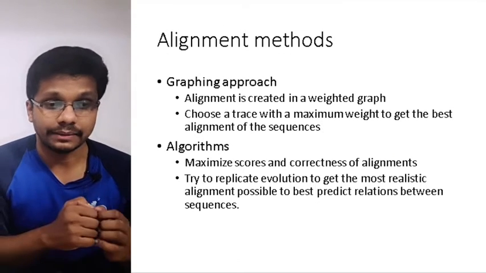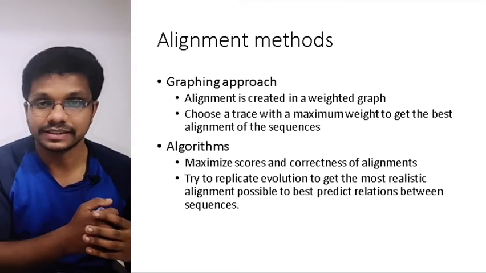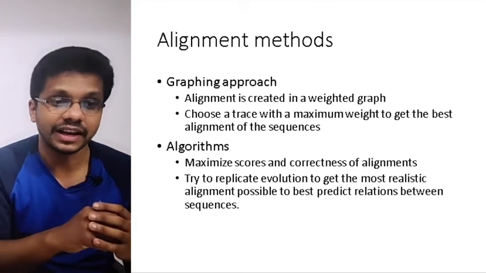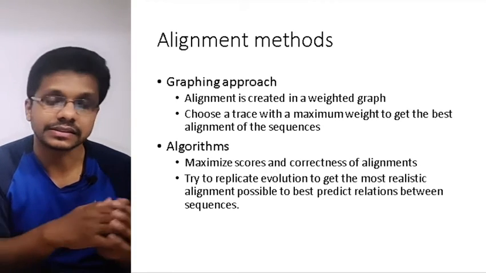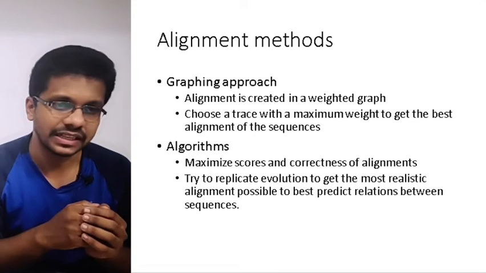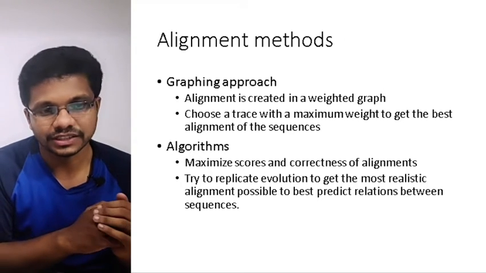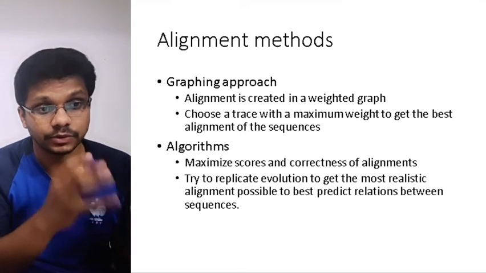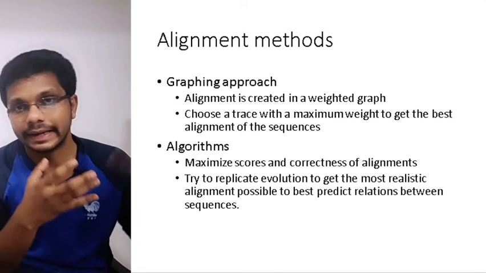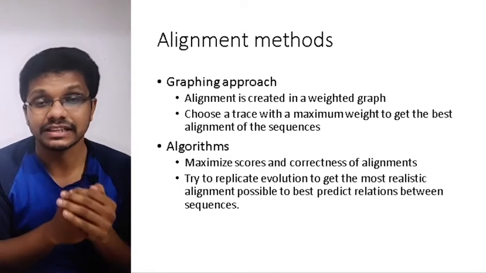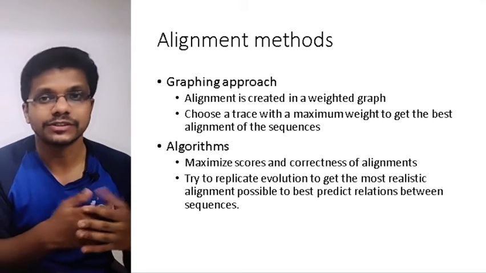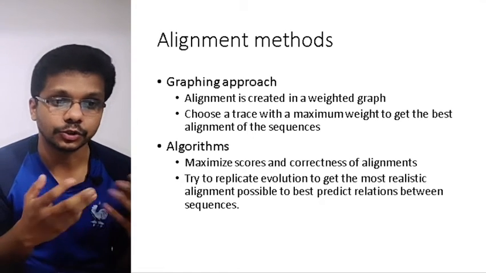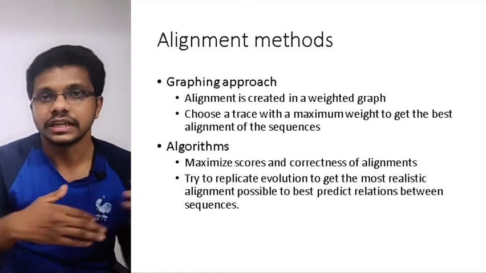There are different methods for alignment. One is a graphical approach, and the other is an algorithm based approach. In the graphical approach, the alignment is created by a weighted graph, and tracing is done to get the maximum weightage. These methods can be used for multiple sequence alignment in a very limited way, and there are algorithms which can use the graphical approach to get the multiple sequence alignment. But it is a very tedious process, and it needs a huge amount of processing time and speed to do this graphical approach on large scale data.